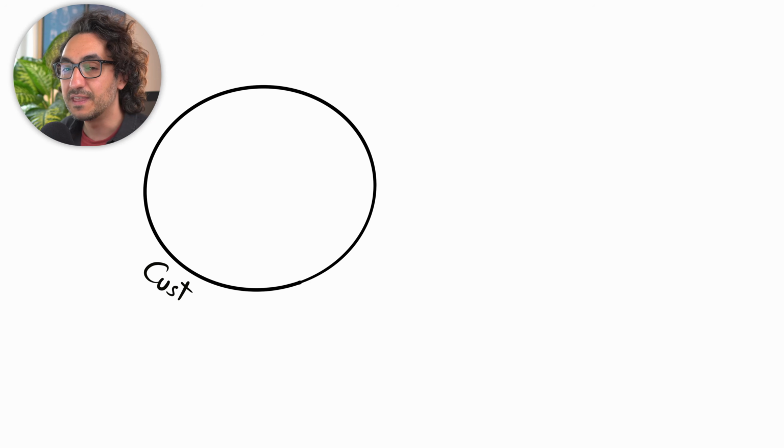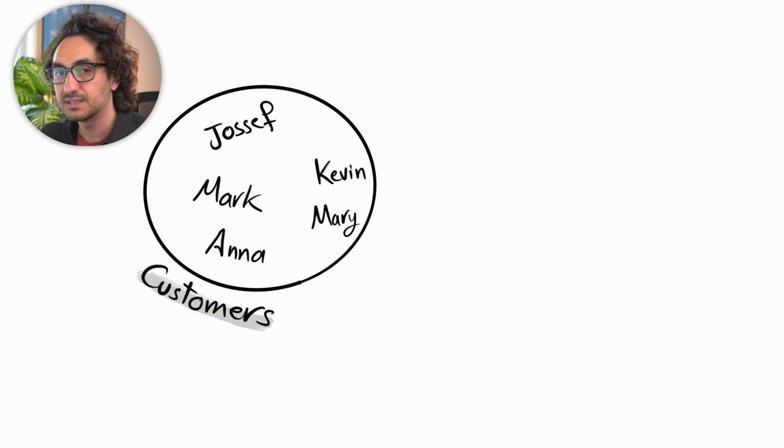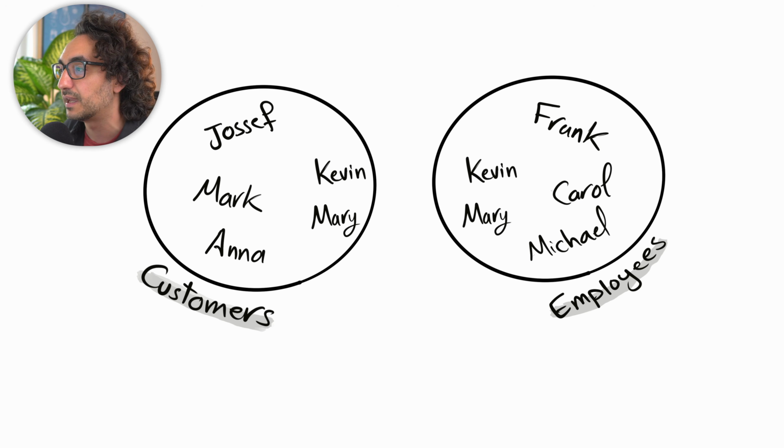Alright, so now let's have this very simple example. We have two sets of data. We have the customers, where we have 5 customers with first names, and we have another set called employees, and we also have the first names of the employees, and we have 5 employees. Now if you take a look at the first names, you can see that we have the same persons as customers and as employees. We have Kevin and Mary in both sets of data.